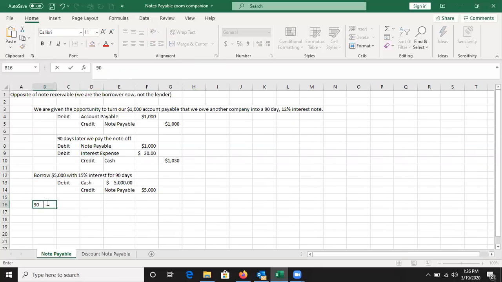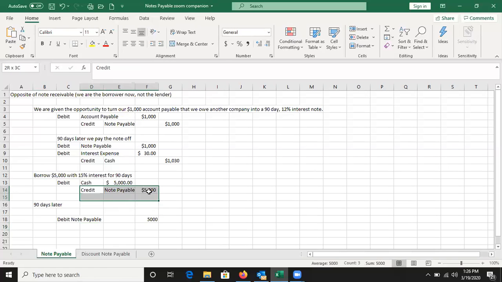Now let's say it's 90 days later. What journal entry will we need here? Well, first of all, you got to debit note payable. All right, $5,000. We have to get this liability off the books. We're going to pay them back. So we're paying them back the balance we owe, $5,000.